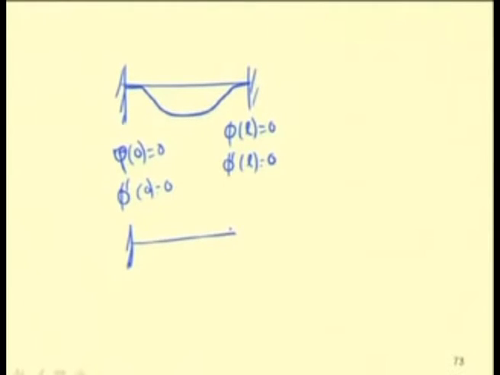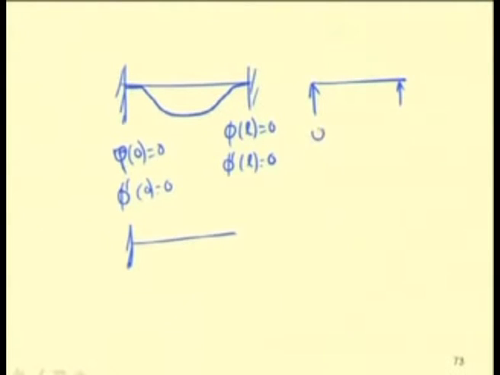So, one can have natural boundary conditions or force boundary conditions. Those are shear force equal to 0 and bending moment equal to 0. For a simply supported beam, which can be represented by this, the boundary conditions are displacement equal to 0 and bending moment equal to 0.